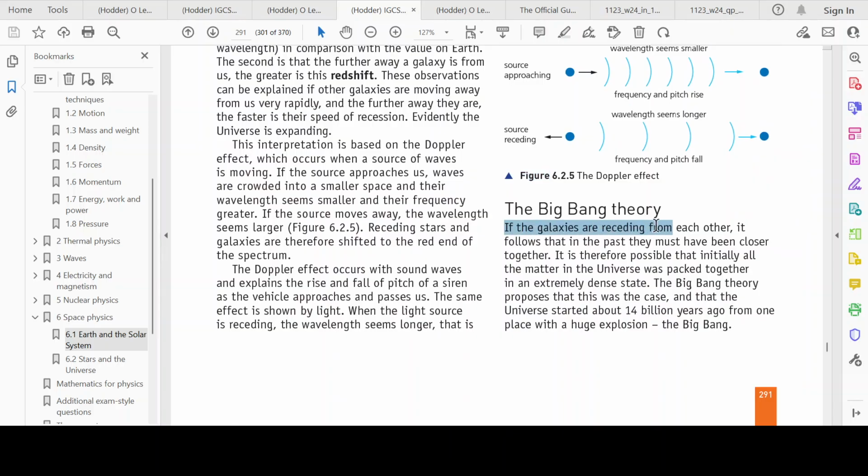If the galaxies are receding, by the way, Haram, are you following?